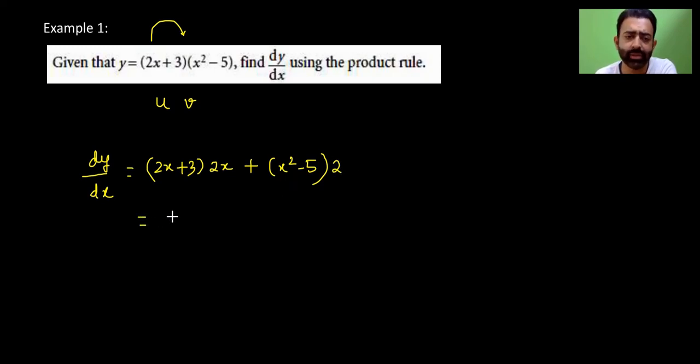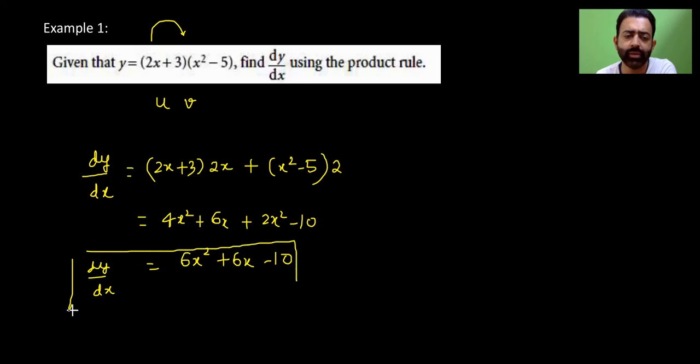Okay, now you can simplify this. Please do not leave the answer here only, although the answer can be obtained like this, that you have differentiated. It is just that you are doing simplification. So 2x into 2x is 4x square, plus 6x, plus 2x square minus 10. So this is 6x square plus 6x minus 10. This is your final differentiated function. Okay, very easy, very simple.